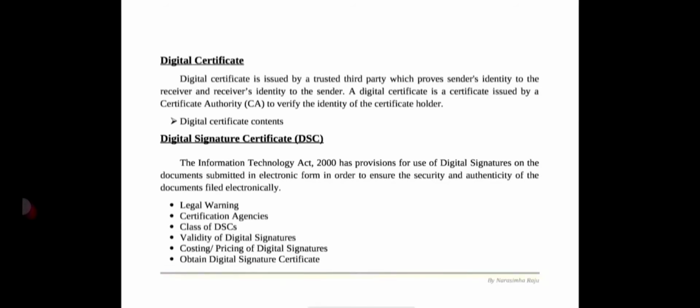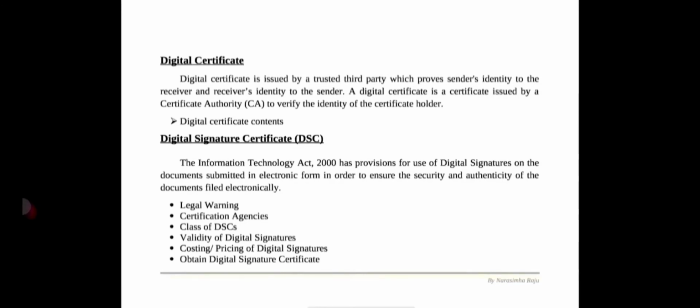And the next one is certification agencies. Certification agencies are appointed by the Office of the Controller of Certifying Authorities under the provisions of the IT Act 2000. There are a total of 8 certification agencies authorized by the CCA, that is the Controller of Certifying Authorities, to issue digital signature certificates. The details of these certification agencies are available on the portal of the Ministry's Certifying Authorities.